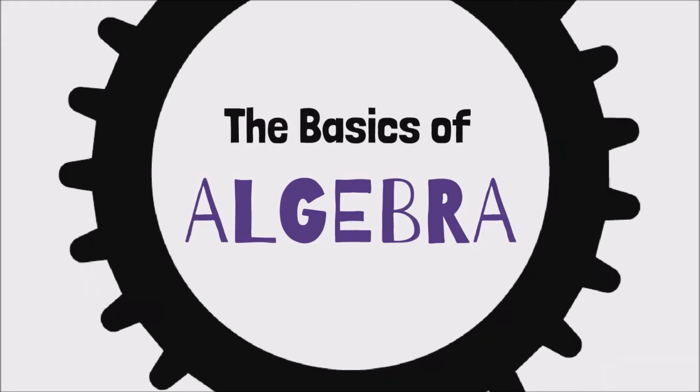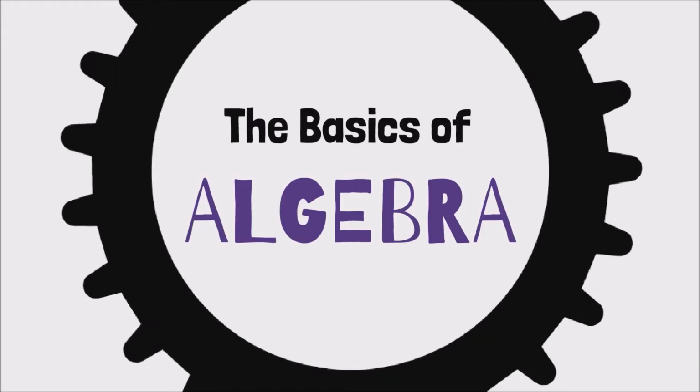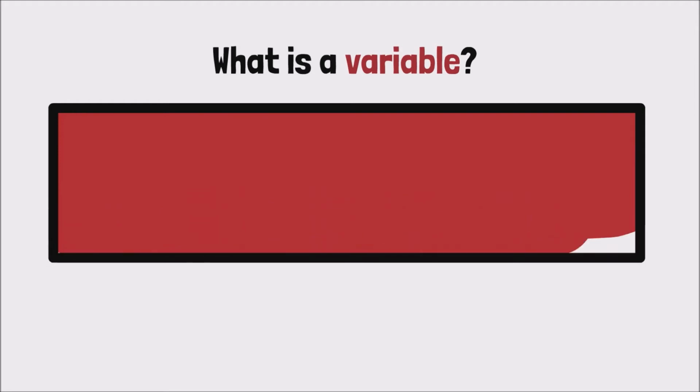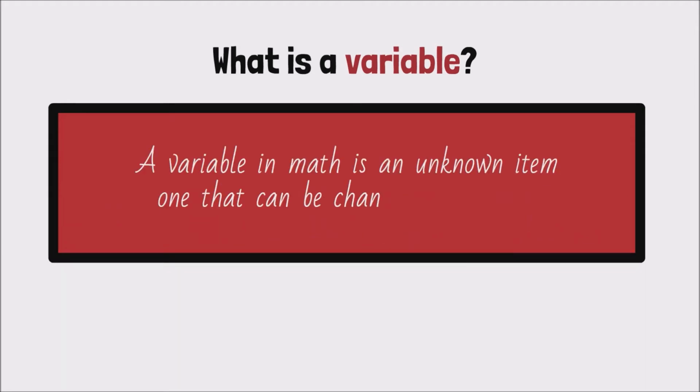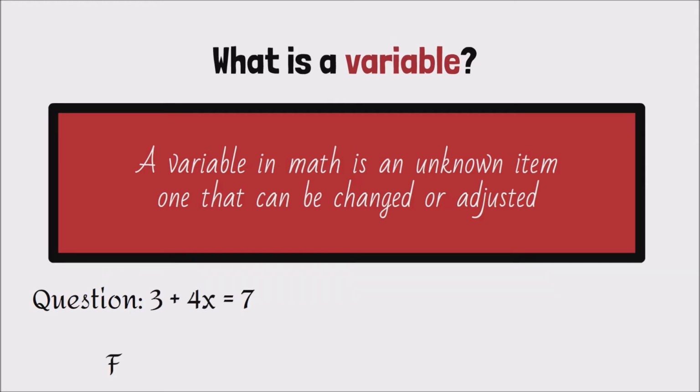Now, a quick note before we start, I will be using the word variable throughout this video, so let's take a sec to learn what a variable is. Essentially, a variable in math is an unknown item, one that can be changed or adjusted. As you can see, it comes from the word vary, right? Which means to change. Specifically in algebra, variables are used to describe the unknowns that we label as letters. So for example, if a question asks you to find x, it means that our variable is x.